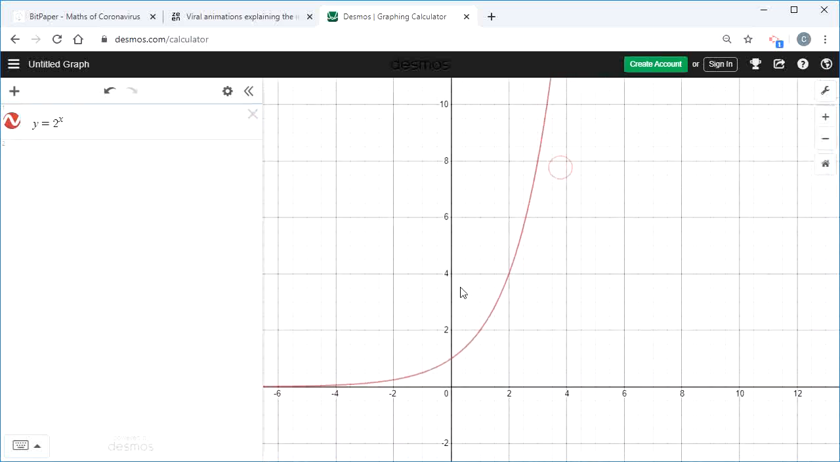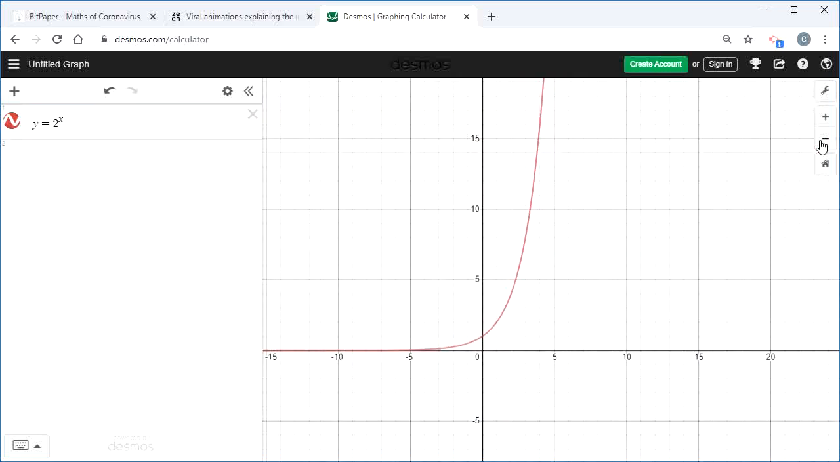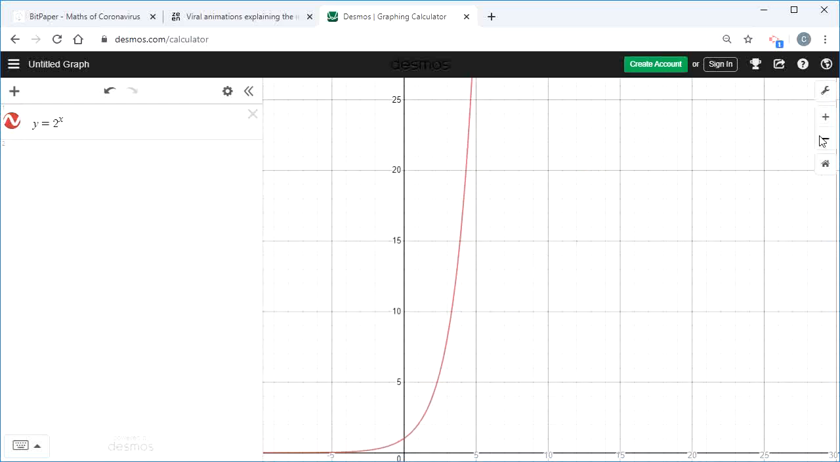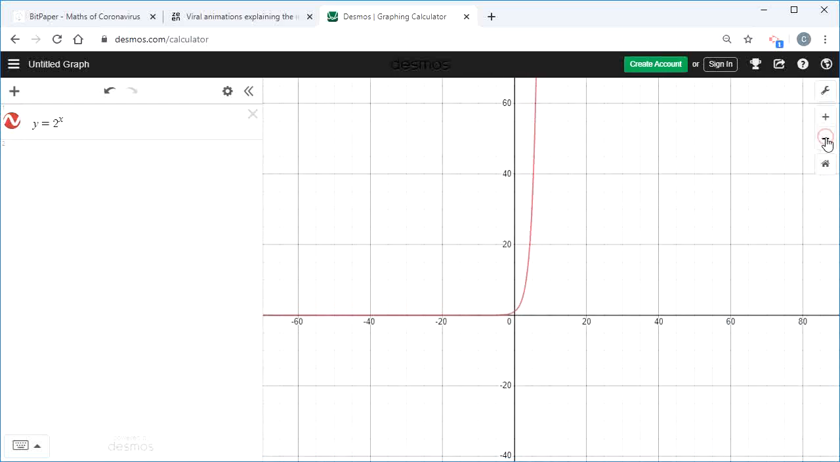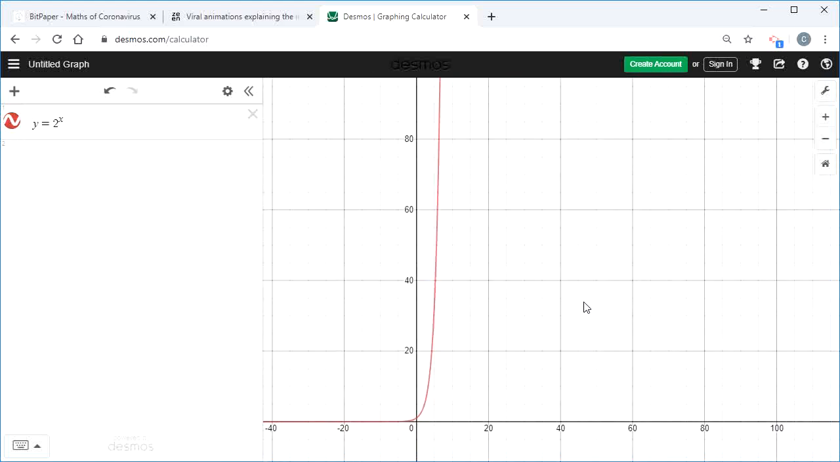But let's have a look what happens as the days go on. I'm going to zoom out a little bit. And you can start to see that that grows really, really quickly. It doesn't take too many days, this is days along this axis, for the number of sick people to grow very, very fast. And that's the thing about exponential equations. They grow really, really quickly.